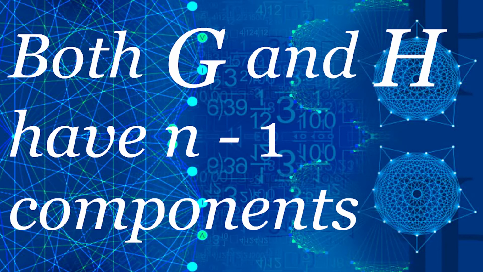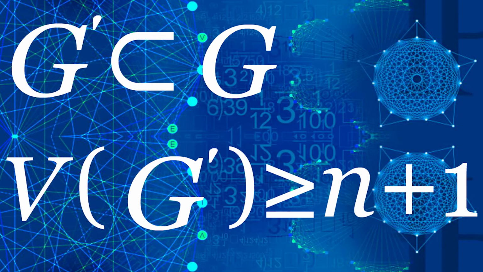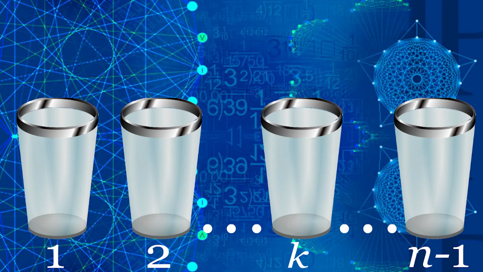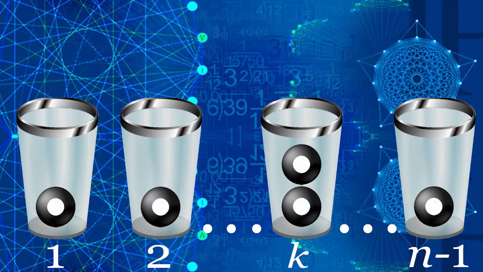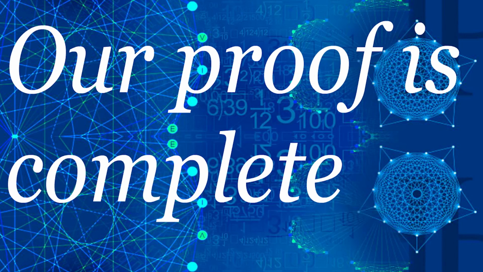Observe that G has at least one connected component, G', with at least n plus 1 vertices. Since otherwise the number of vertices of G is smaller than n square. Hence, since H has n minus 1 connected components, it follows by the pigeonhole principle that G' shares at least two vertices with some connected component of H. This proves our main assertion, and thus our proof is finally complete.